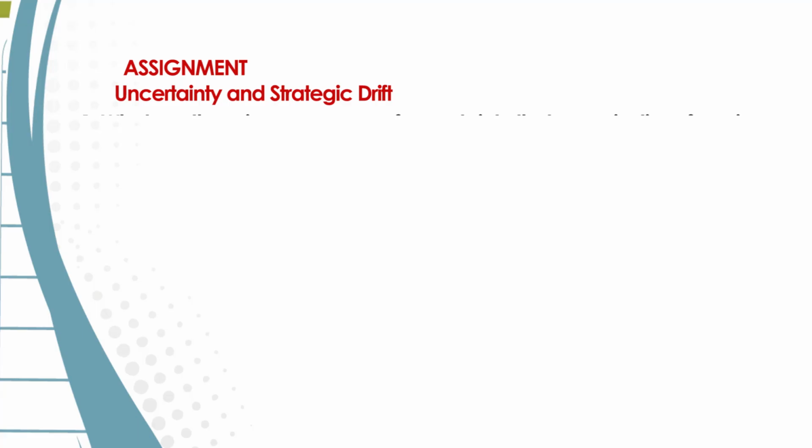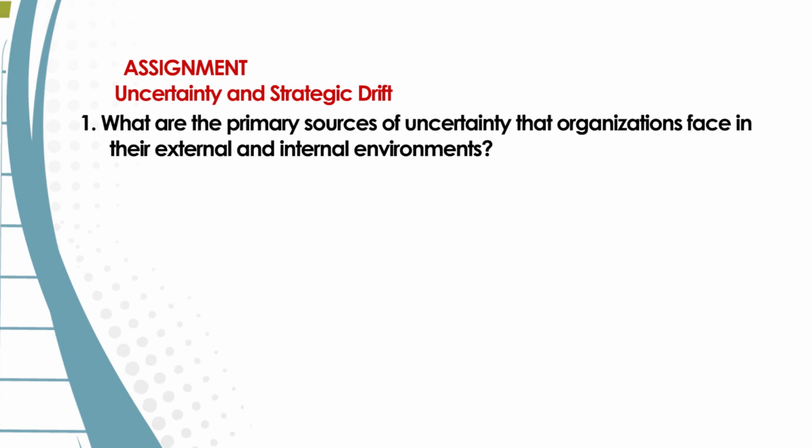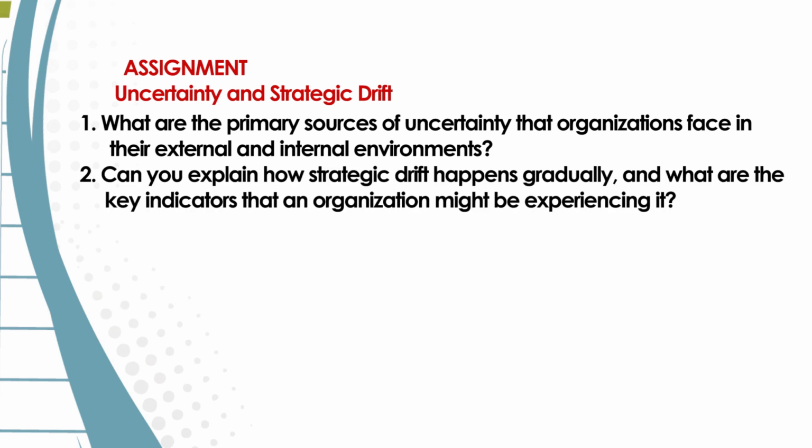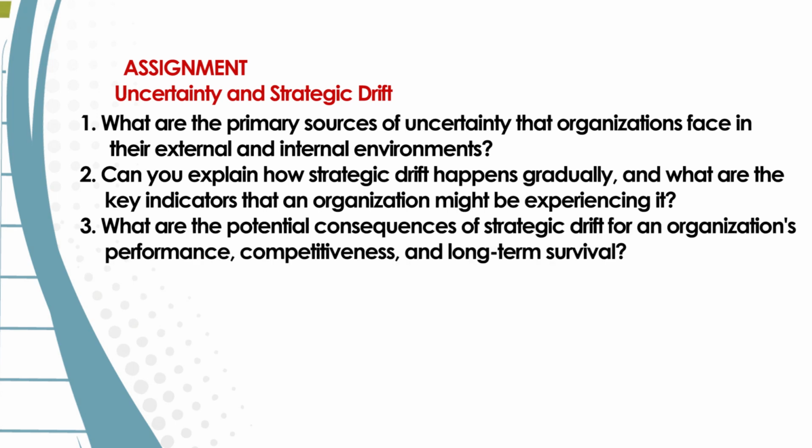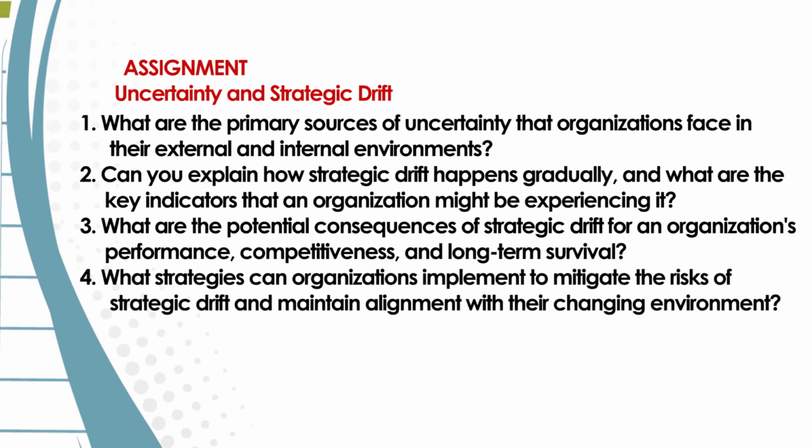Assignments. 1. What are the primary sources of uncertainty that organizations face in their external and internal environments? 2. Explain how strategic drift happens gradually, and what are the key indicators that an organization might be experiencing it. 3. What are the potential consequences of strategic drift for an organization's performance, competitiveness, and long-term survival? 4. What strategies can organizations implement to mitigate the risks of strategic drift and maintain alignment with their changing environment?